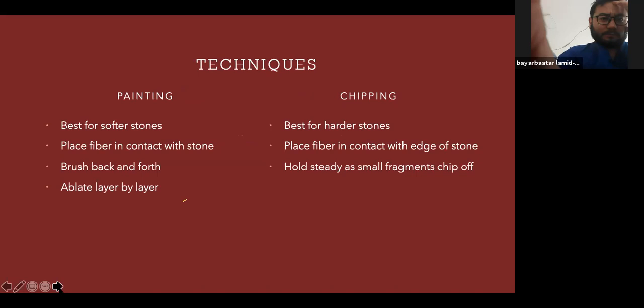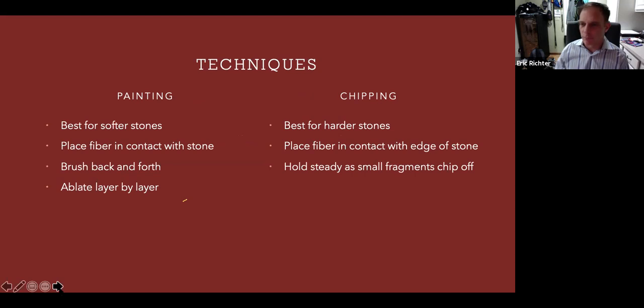So we're going to go through the four general techniques. In a way, this is out of order because we've talked about this a little bit, but just four general techniques. One is painting, and that's good for softer stones. Basically, you're placing the fiber in direct contact with the stone, and you're brushing back and forth, layer by layer, taking a little bit at a time.